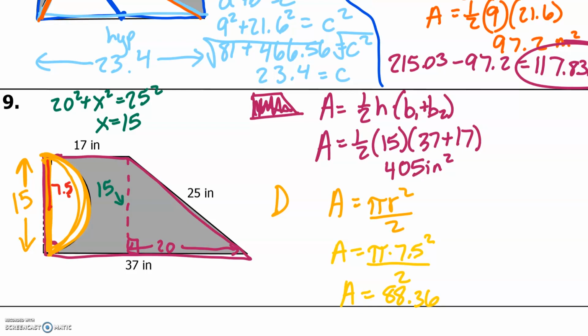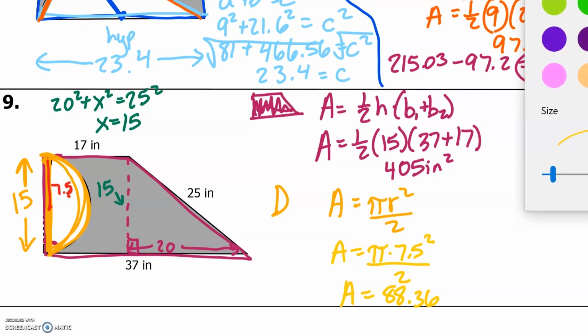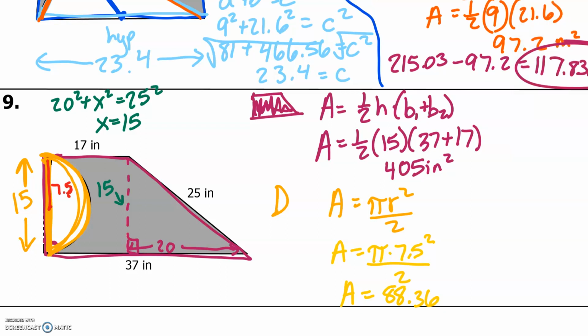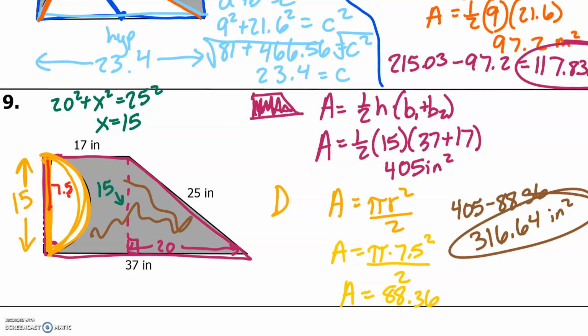And in order to find the area of just the shaded region, I'm going to change my color one more time. Well, let's go for purple. I mean, not purple, brown. So we're going to take the trapezoid area, which is 405, and subtract 88.36. And that would give us a total area of 316.64 inches squared. And that's going to give us the area of just the shaded region.